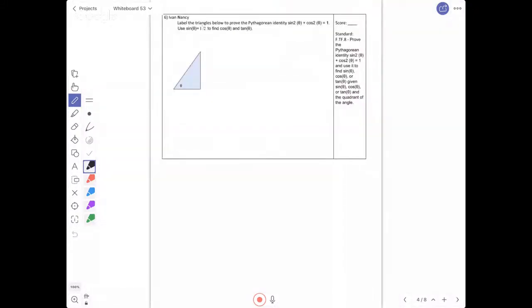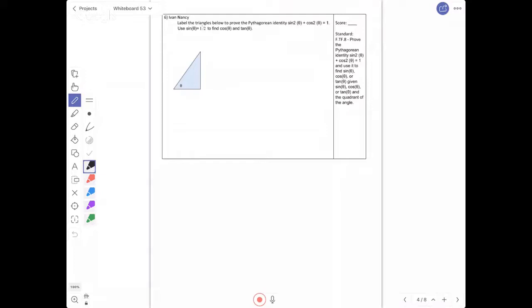This is the last one on the core standards test. It says, label the triangles below to prove the Pythagorean identity, and then use sine of theta equals 1/2 to find cosine theta and tangent of theta. And this problem was written by Ivan and Nancy.